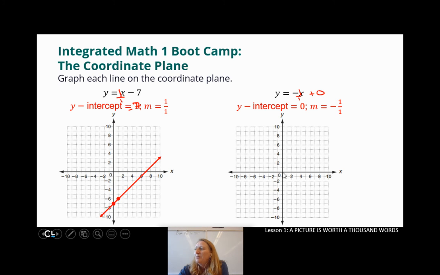So my y-intercept is 0. I guess on my y-axis, I'll put a dot right there. And my slope is negative 1 over 1. So I'm going to go down 1 and then over 1 and connect the dots.